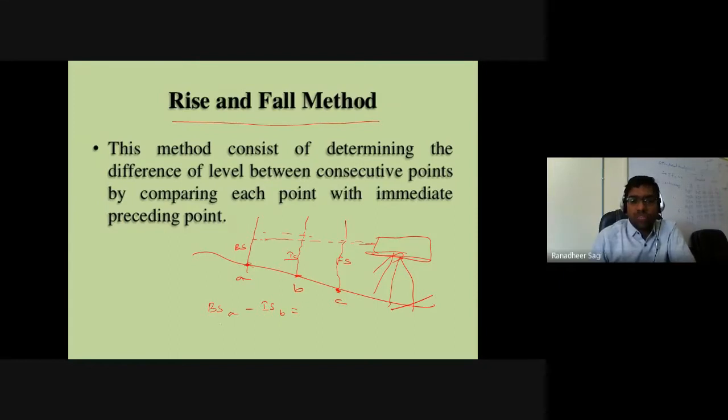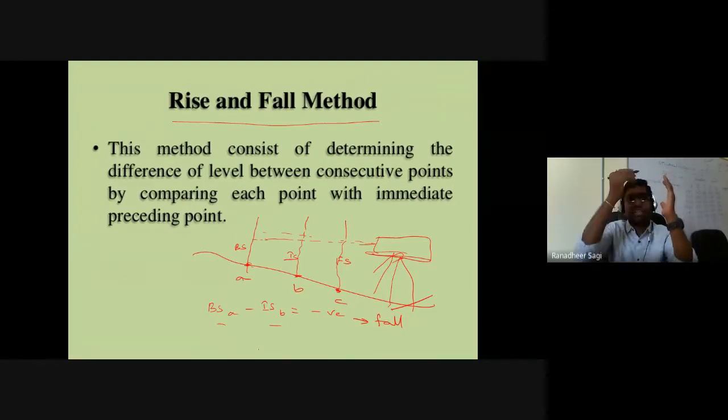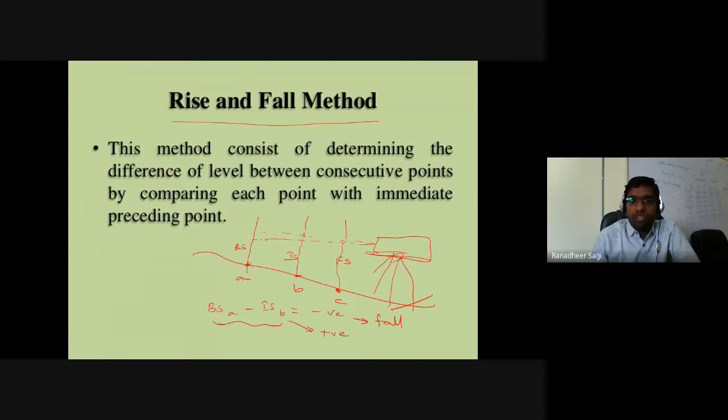So if I calculate the difference of these two and it comes out negative, then we call it a fall. That means the second point is at a lower position compared to the first point. Because whenever the second point is at a lower elevation, the staff reading value is going to be high. If the staff reading is high, then automatically the first reading minus the next reading is going to be negative. If the difference of those two values comes out positive, then we call it a rise. It means the second point is at a higher elevation compared to the first point.